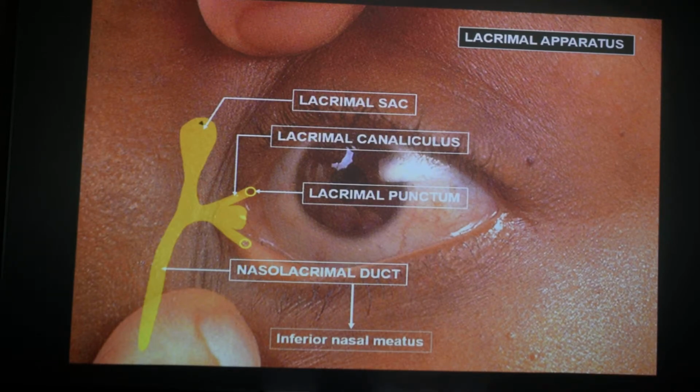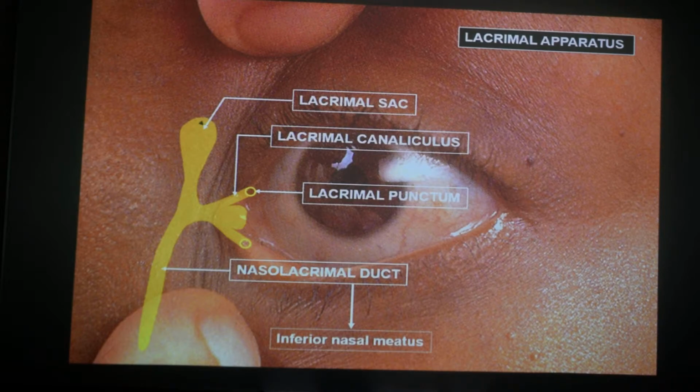Evenly over the top of the anterior surface of your eye. Now there should be a mechanism of draining this also. Yeah. So what you would find is that at the medial edge of your upper eyelid and the lower eyelid, you would find small holes there.